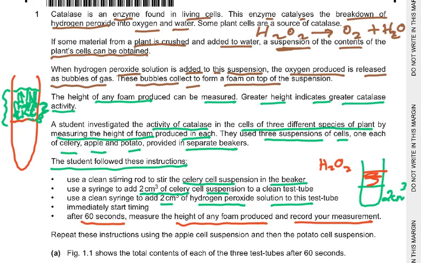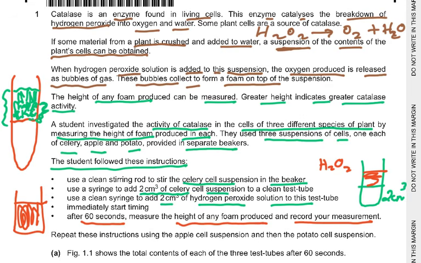So clean stirring rod, stir the celery suspension in the beaker. So you have this beaker full of celery suspension. So you stir it so that it all mixes up and the celery is not sort of settled at the bottom, and then we have some other liquid on the top. So it's a celery suspension.